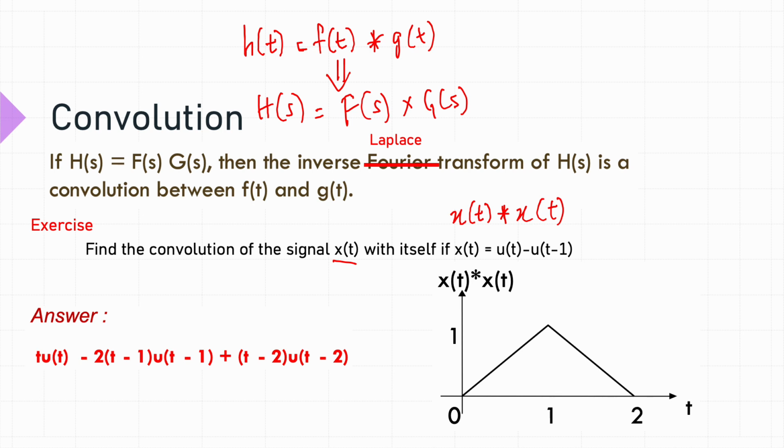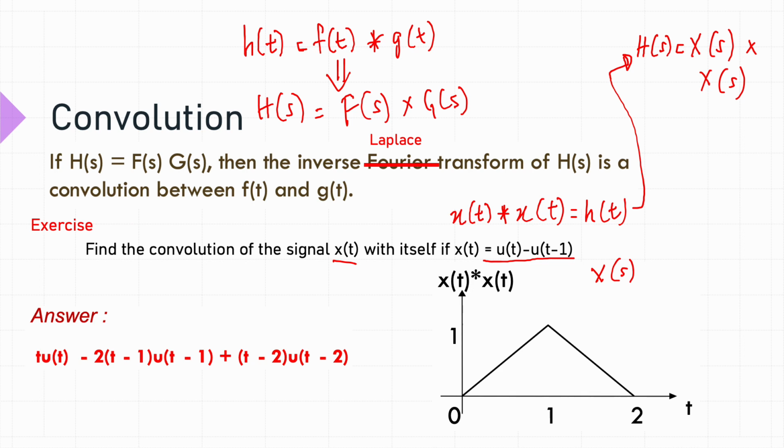Let's say the convolution of x(t) with x(t) is equal to h(t). So in the s domain, we can rewrite it to be H(s) is actually X(s) multiplied with X(s), right? So X(s), we know the equation is given as such. So what is the value of X(s)?